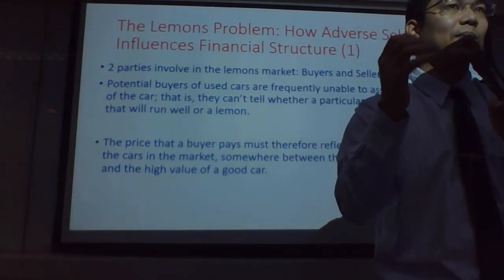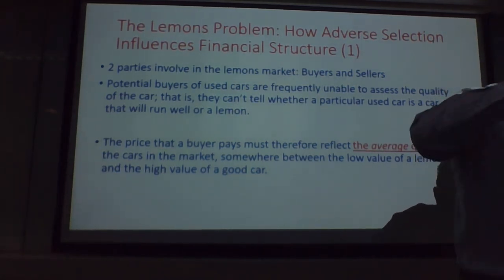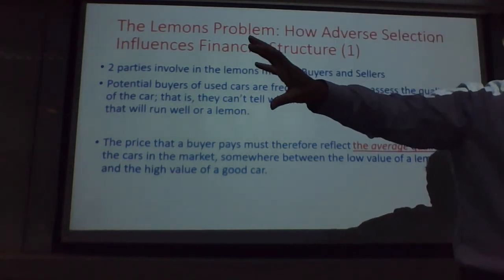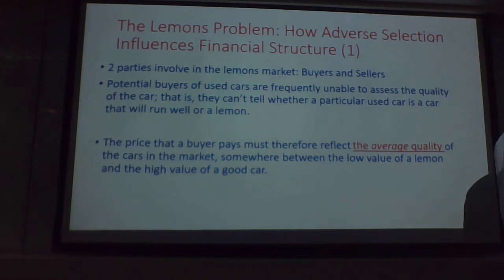Okay, the lemon market is the market that contains only low quality goods and services because the average price drives the high quality goods out of this market. Okay, this is the result of adverse selection.